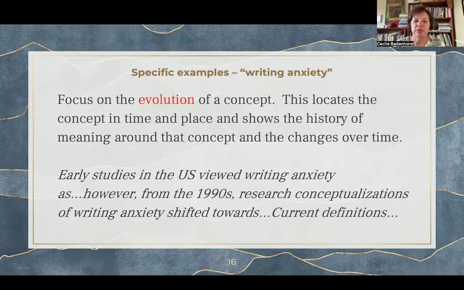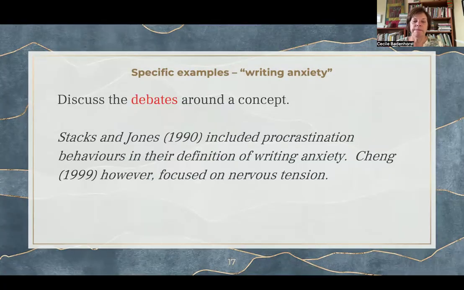Focusing on the evolution of the concept. This is a really common method that we see in the literature all the time, locating the concept in time and place and showing the history of meaning and the changes over time. Early studies in the US viewed writing anxiety as whatever, whatever. However, from the 1990s, research conceptualization of writing anxiety shifted to current definitions. So, in a paragraph, you can show that evolution.